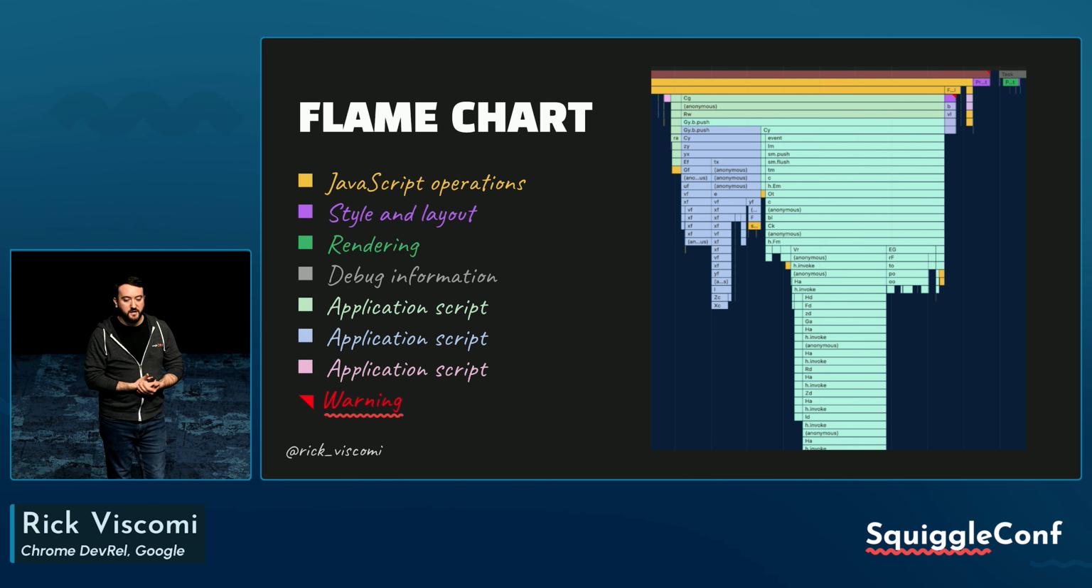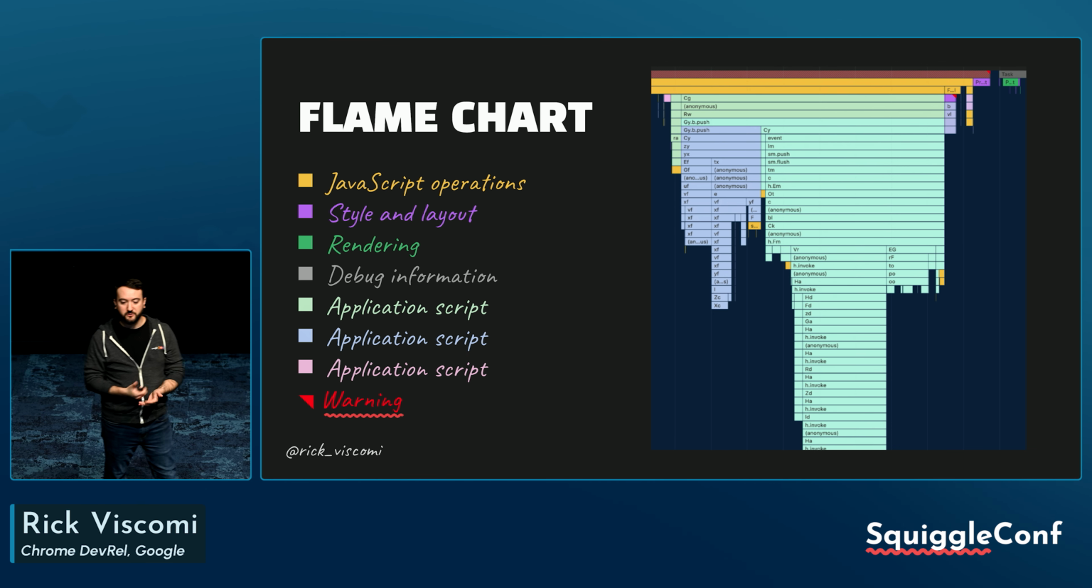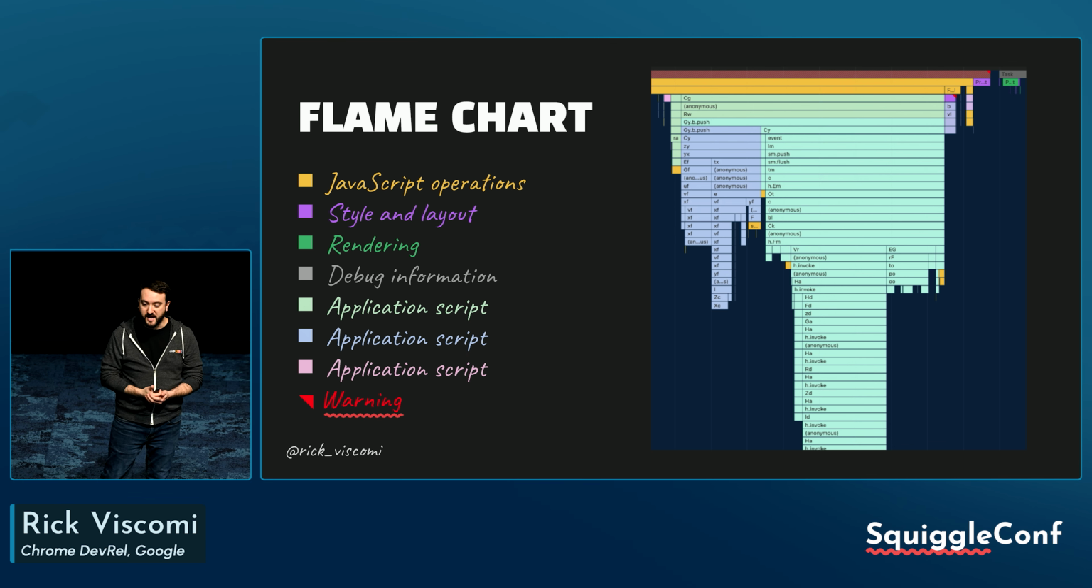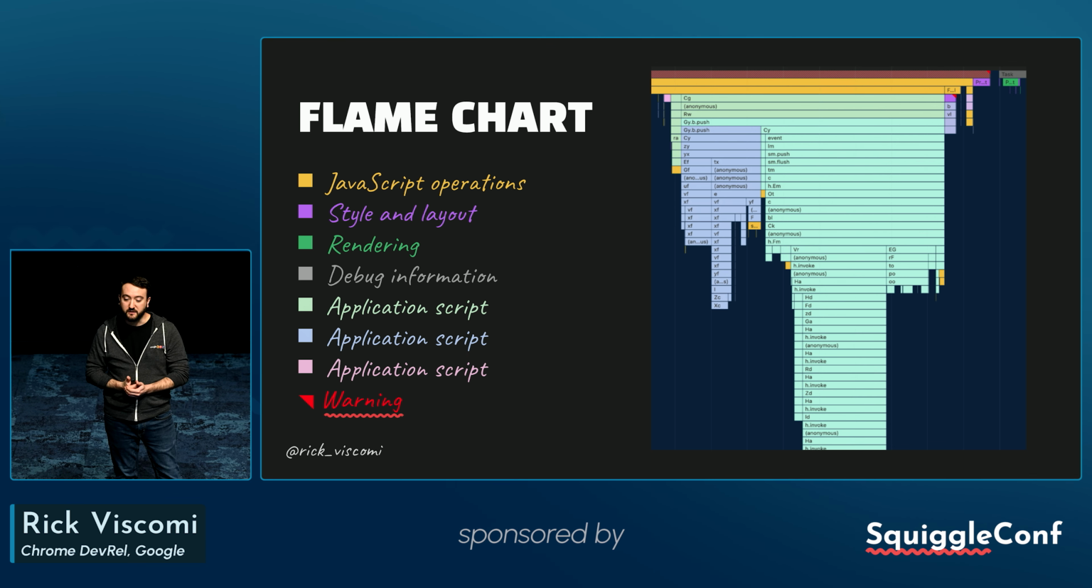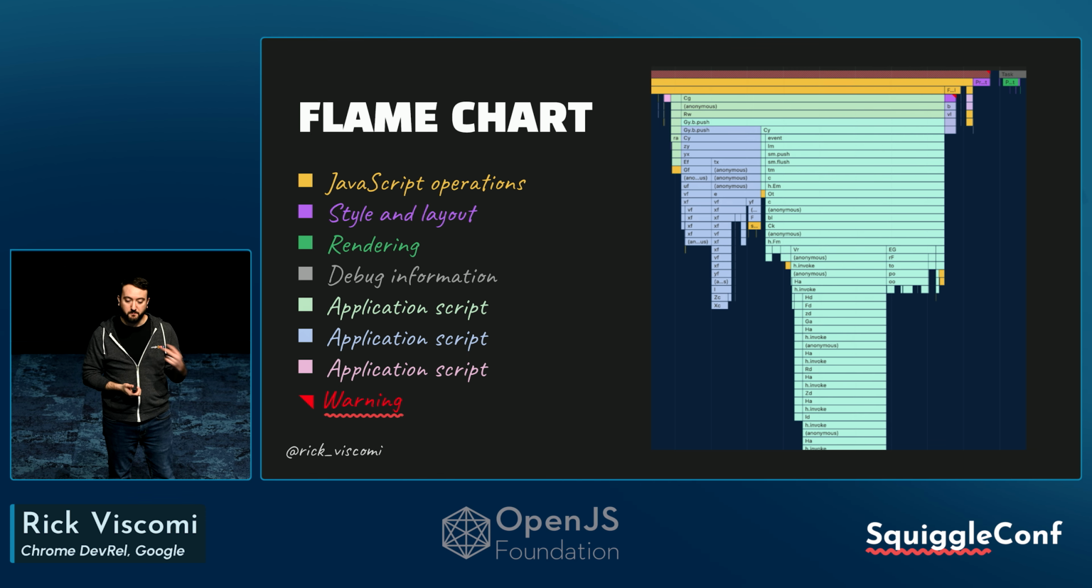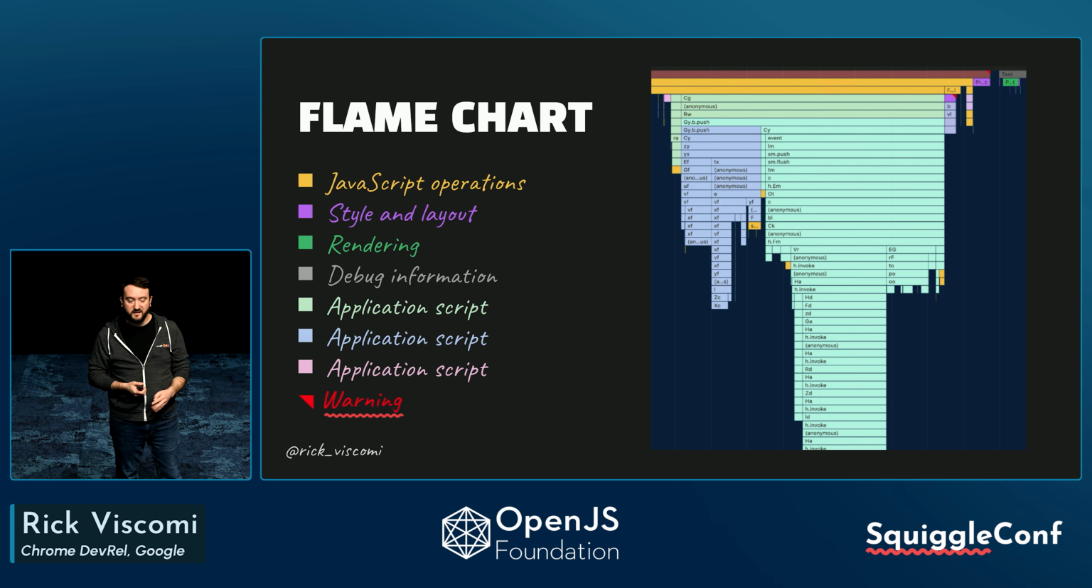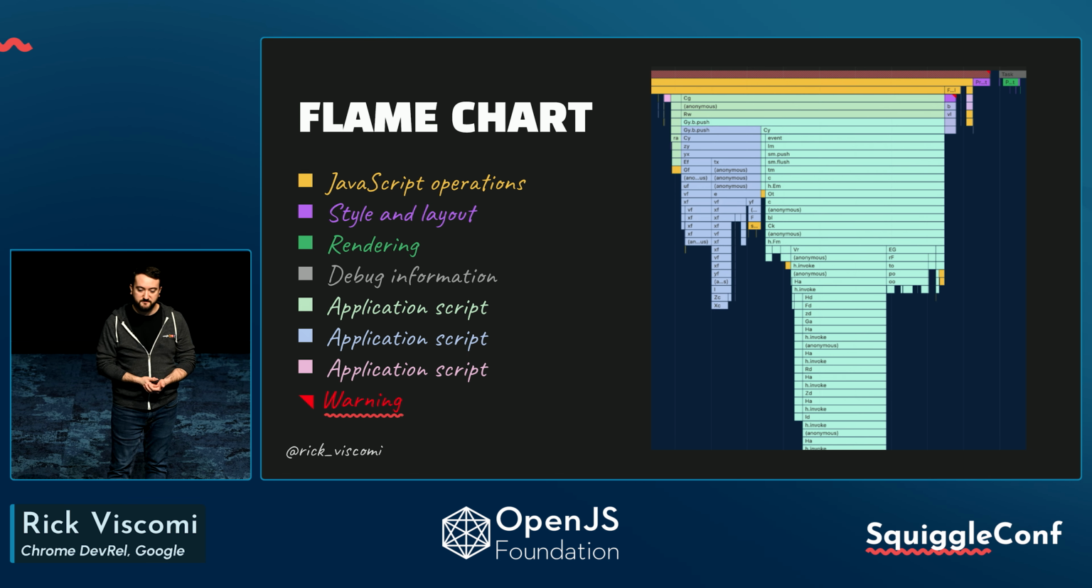Sometimes there's not a lot going on, but other times it's really long and spindly, which is how it gets its name, the flame chart or the icicle chart. Each spindle shows you the entire call stack for every function that runs, with each entry color-coded by type. Yellow for high-level JS operations, purple for style and layout work, green for rendering, gray for debugging, and all of the pastel colors differentiating the various application scripts.